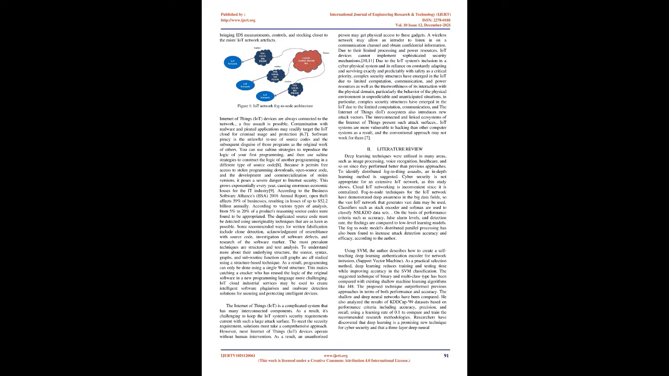According to various types of analysis, from 5% to 20% of a product's source code was found to be appropriated. The duplicated source code must be detected using plagiarism detection techniques that are as keen as possible. Some recommended ways for detecting plagiarism include clone detection, recognition of resemblance with source code, investigation of software defects, and research of the software marker. The most prevalent techniques are structure and text analysis.